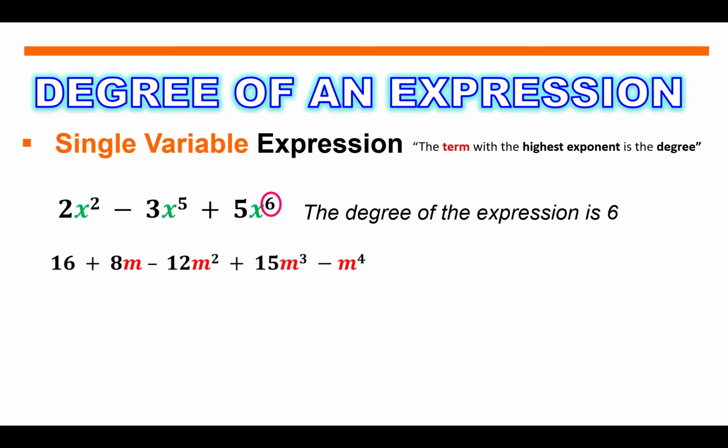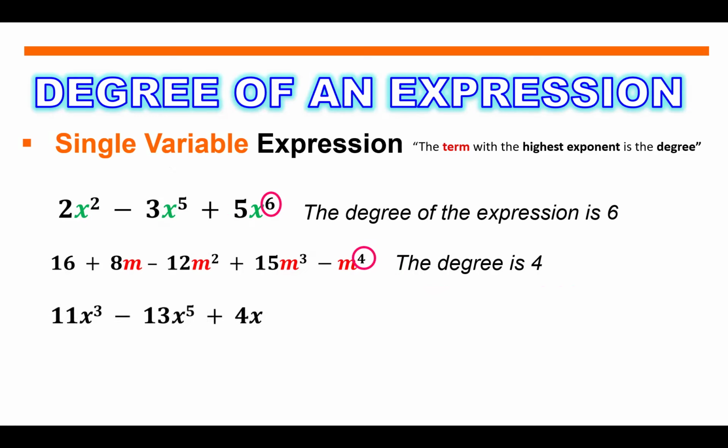16 plus 8n minus 12m squared plus 15n cubed minus n to the 4th power. So again, we have only one variable, which is n. So we will identify which term has the highest exponent. So the n to the 4th power has the highest exponent. So the degree is 4.